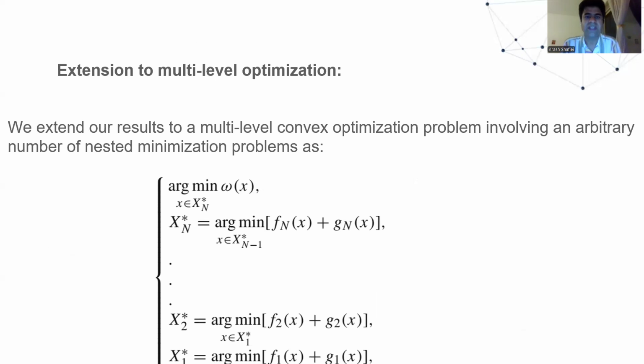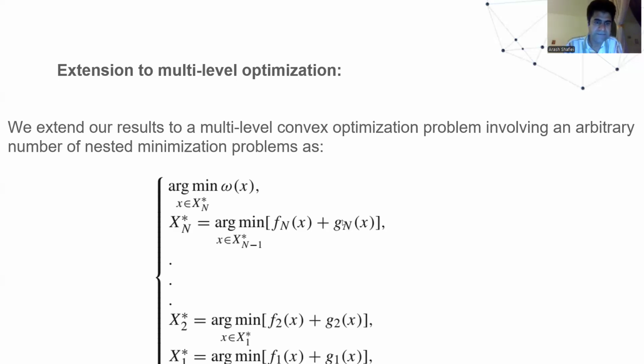An extension to multi-level optimization. Here we extend the trilevel to a multi-level convex optimization problem involving an arbitrary number of nested minimization problems, where you can see the main objective function here is omega, and the first level is the minimization of f1 plus g1. The second level is the minimization of f2 plus g2, and then fn plus gn.